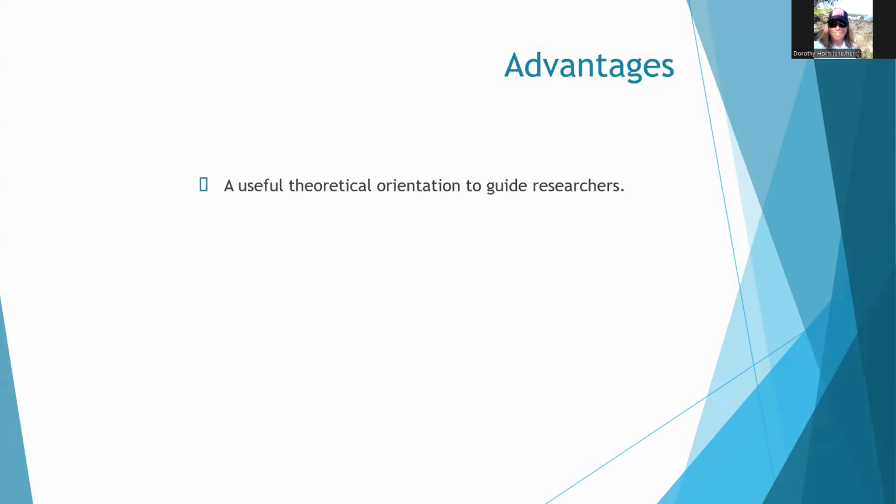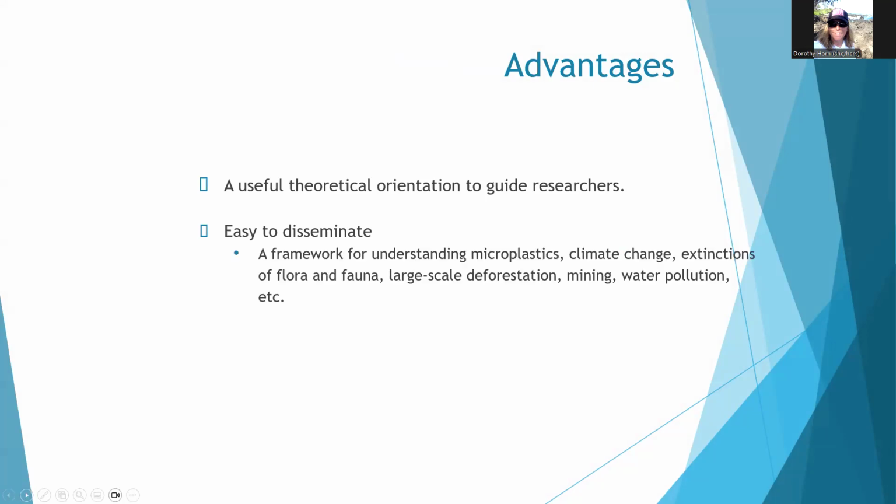So, some of the advantages to this are it's a good guide for researchers, right, to think about the orientation of time and when humans started causing issues, which is mostly the Industrial Revolution. Let's see, I need my slides to go forward. It's pretty easy to disseminate. We can really use this as a framework.